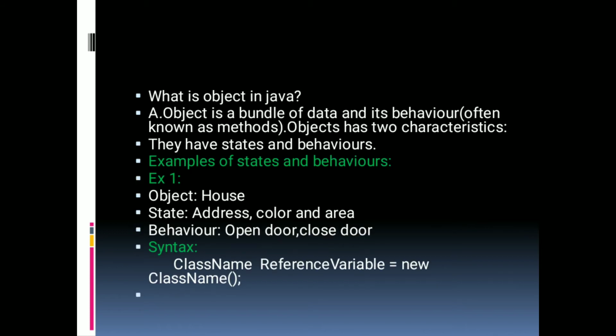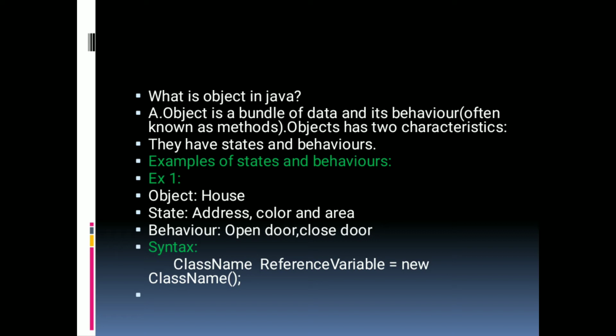What is an object in Java? An object is a bundle of data and its behavior, often known as methods. Objects have two characteristics: one is state and the other is behavior. Examples of state and behavior: we can take a house as an object. It has address, color and area. These are the states of the object. Behavior: open door, close door. These are the two behaviors of the object house.